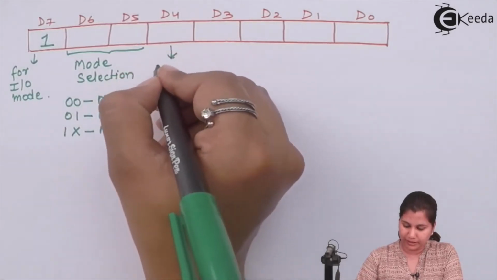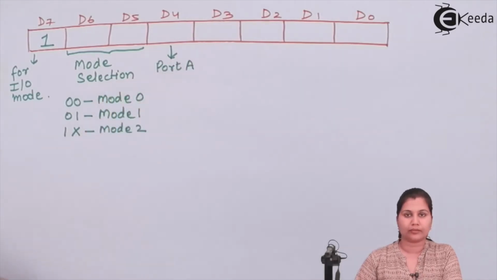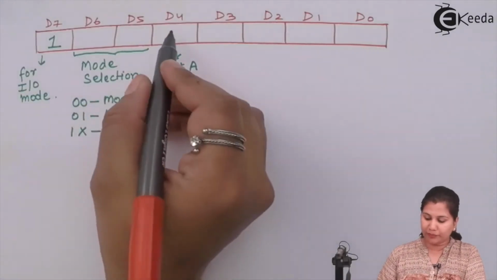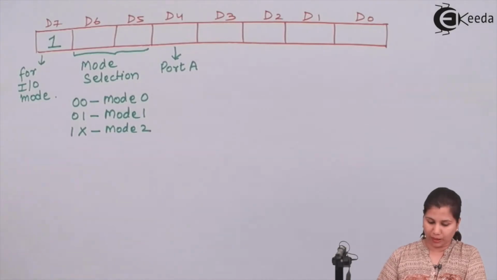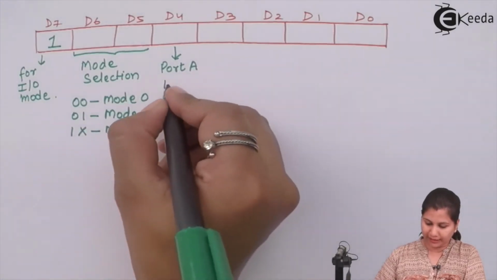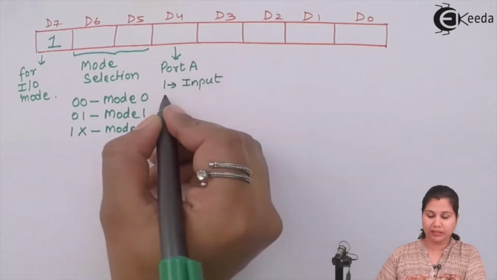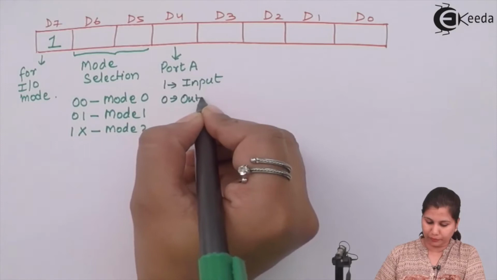This bit is for port A. So this D4 bit is for port A. When this bit is 1, then port A will act as an input port. And when this bit is 0, then port A will act as an output port.